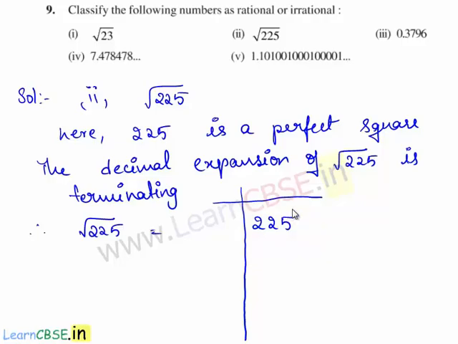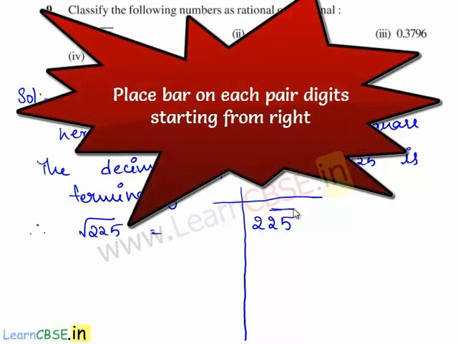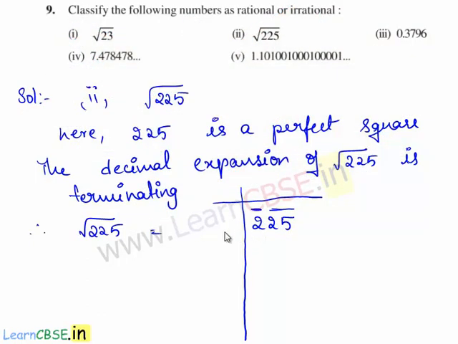Now let us place bars on each pair of digits starting from the left. So we have obtained two pairs, one is 2 and 25. Now the nearest square for 2 is 1, since 1 times 1 is 1. So now the remainder is 1. Now we bring down the next pair, that is 25. Therefore the new dividend is 125. To obtain the new divisor, we shall double the quotient, that is 1 becomes 2 with a blank beside it.